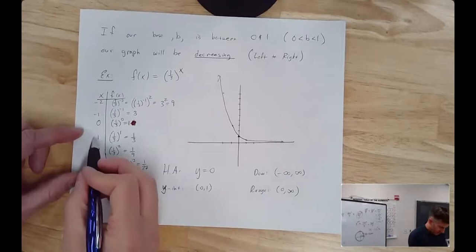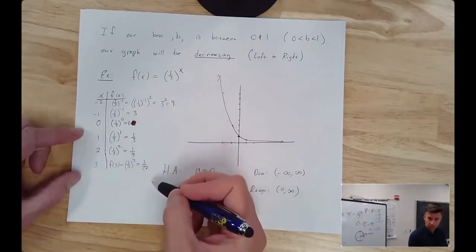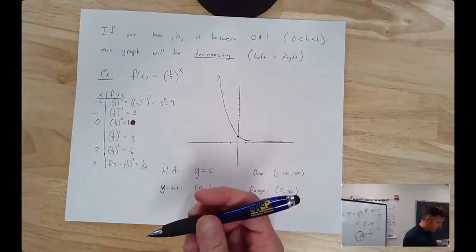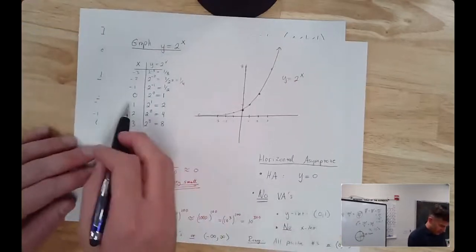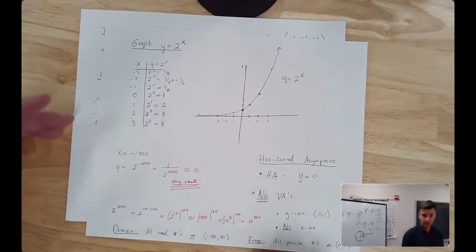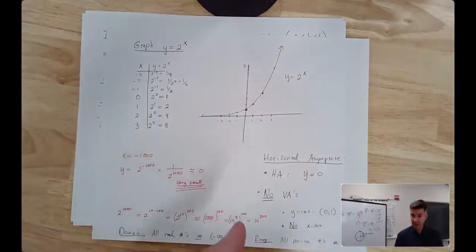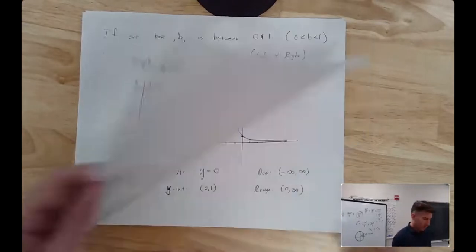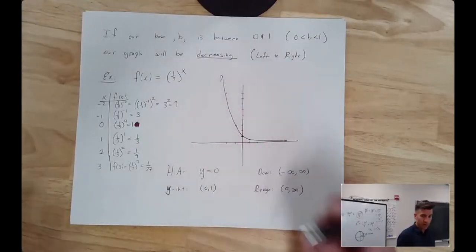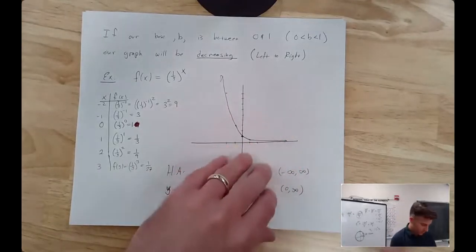So as the x values get bigger, 1, 2, 3, the y values get smaller. Whereas in our first example, as the x values get bigger, the y values also get bigger. So that's why when your base is larger than 1, the graph is increasing from left to right. And when your base is between 0 and 1, your graph is decreasing from left to right.